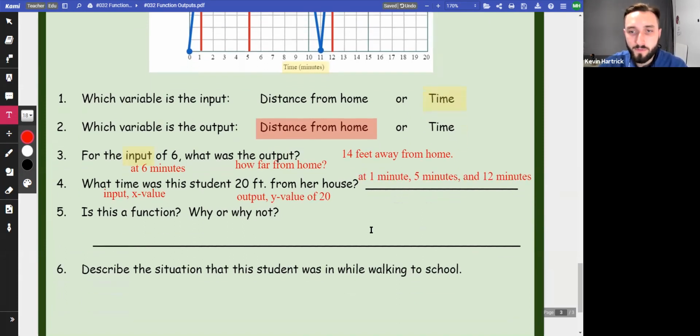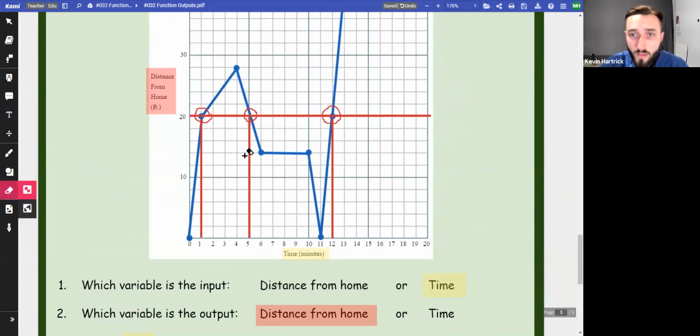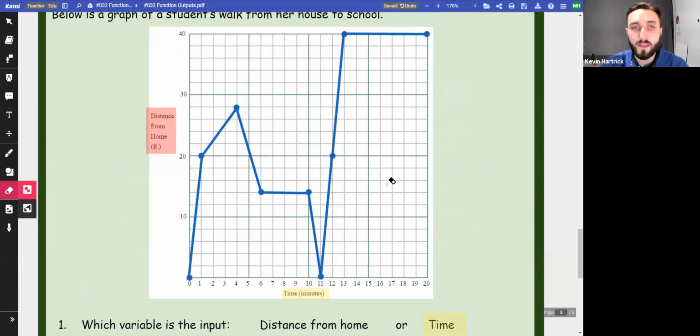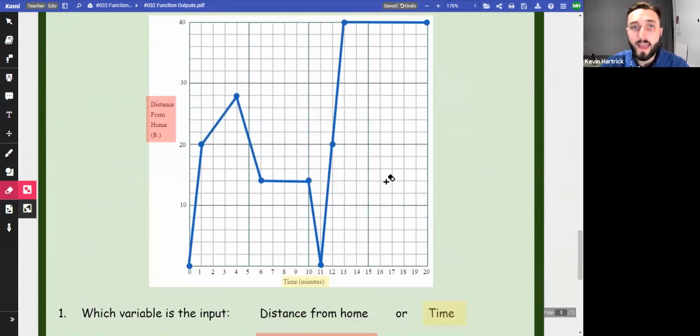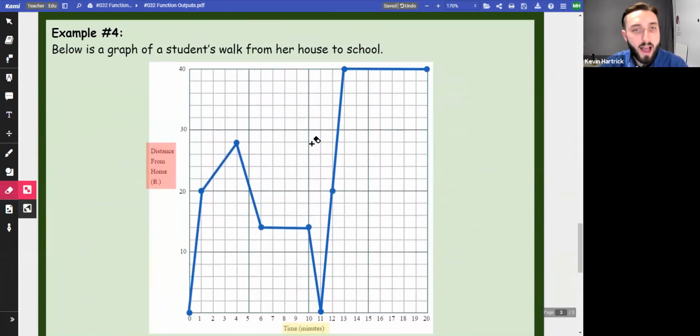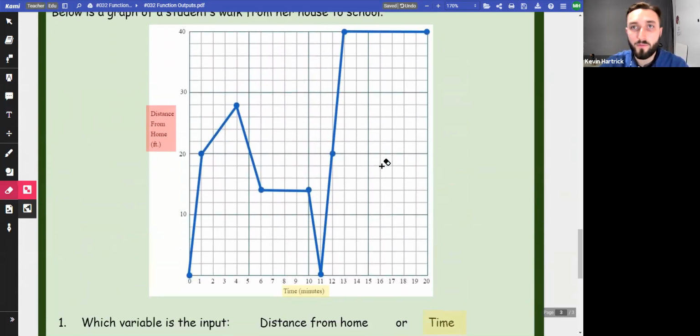Right? Is this a function? Why or why not? How can we tell whether something's a function or not? Well, the rule is that in order for a graph, a table, or an equation to be a function, it has to have a unique output for every input, meaning every x value has to have only one option for a y value. So how can we do that? Well, we do something called the vertical line test.